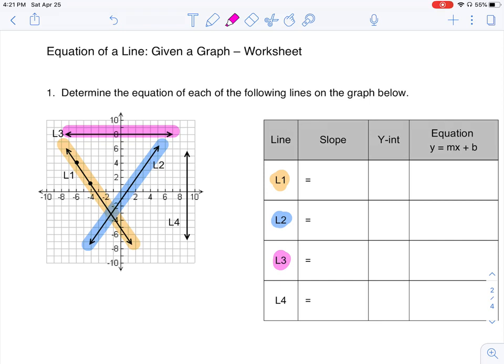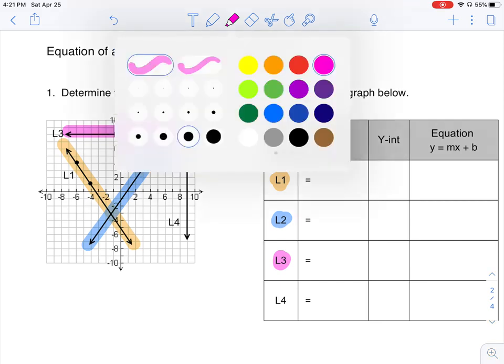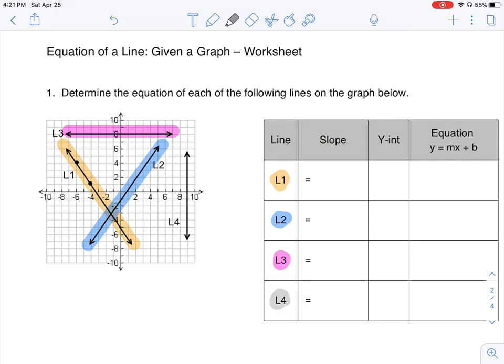And then line 4, which is here. So to find the slope of line 1, I'm looking for the rise over run. In this case, the slope would be the rise over the run. So it goes up 1, 2, 3 units, and it goes left 2 units. So the rise over run is 3 over 2.